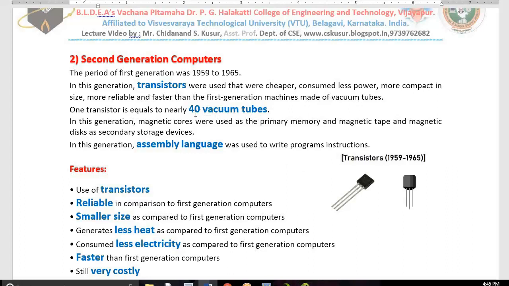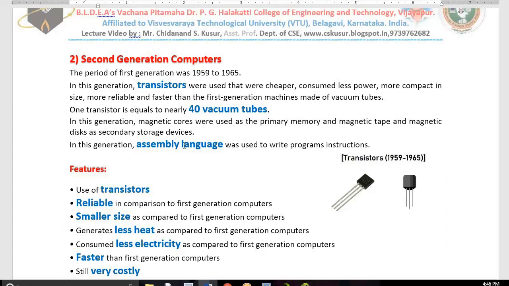The working of 40 vacuum tubes was done by only one transistor. In this generation, magnetic cores were used as the primary memory and magnetic tape and magnetic disk as secondary memory. Assembly level language was used to write computer programs. Assembly level language means abbreviations we are using: ADD for addition, SUB for subtraction, MUL for multiplication, instead of remembering zeros and ones combinations.